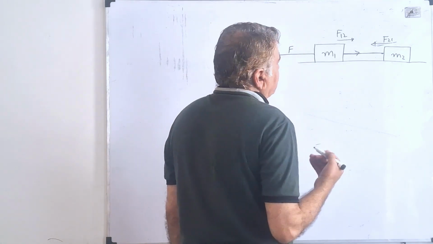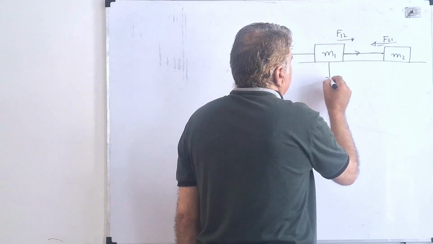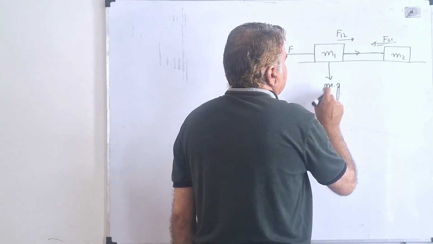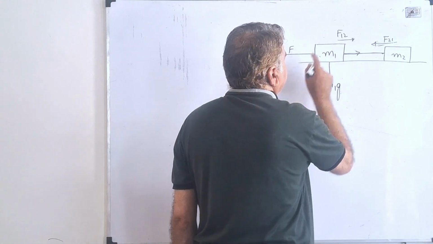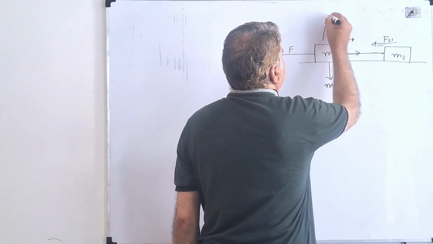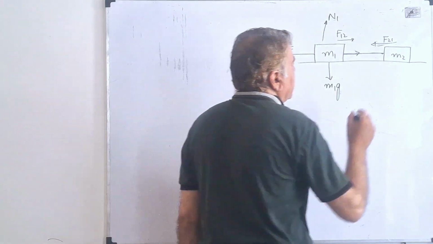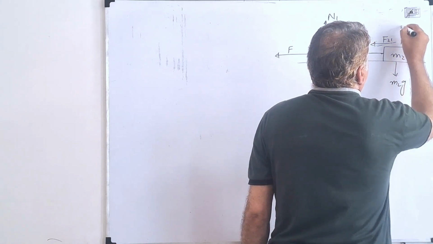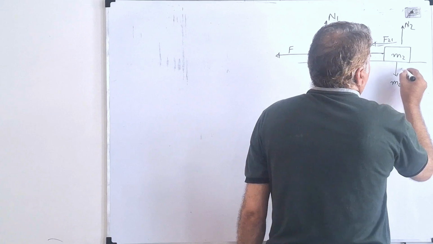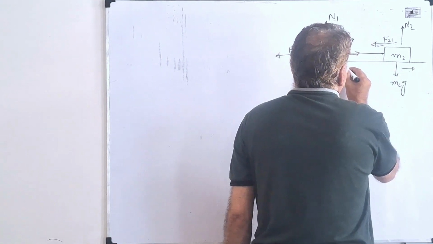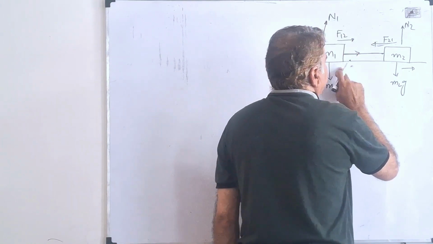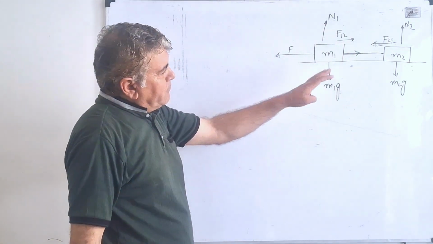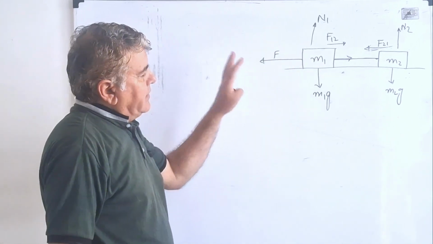And there are vertical forces as well. The weight of mass m1 is in the downward direction, and there is a reaction force from the surface in the upward direction, which I represent with N1. The same is true here, m2g and the normal force N2. There could be friction on these bodies, but I'm not considering friction, so I consider a frictionless surface over which the motion is carried.